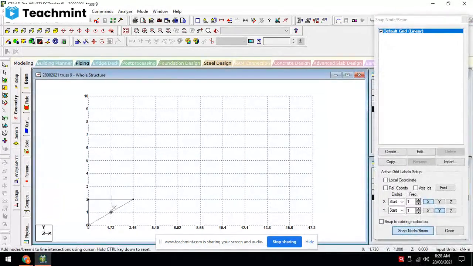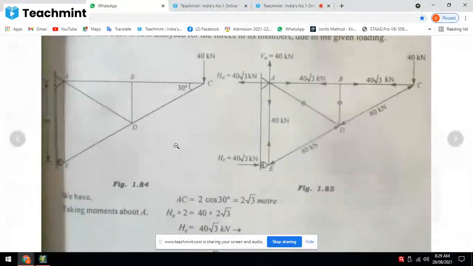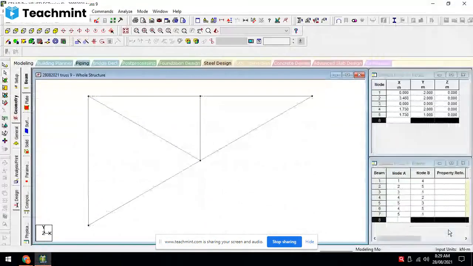And 1.73. So this is the truss. Whether we got the same geometry. Yes. Close it. Right. We got the geometry.